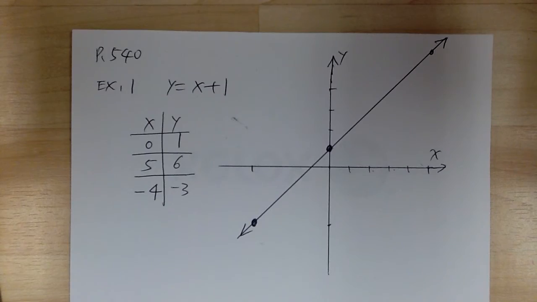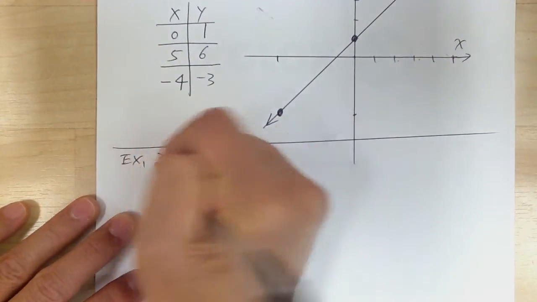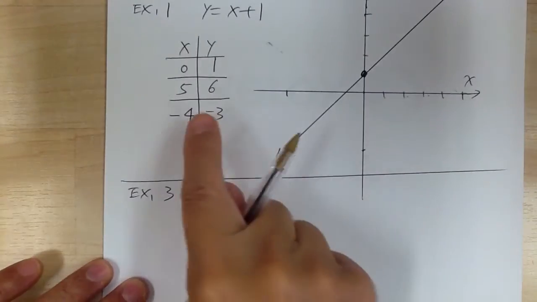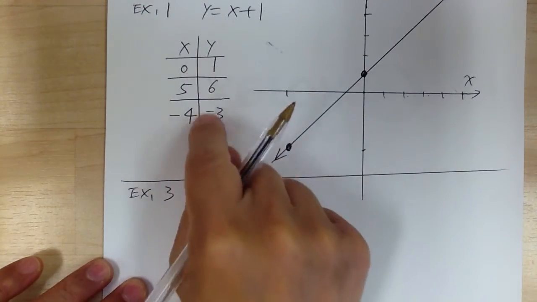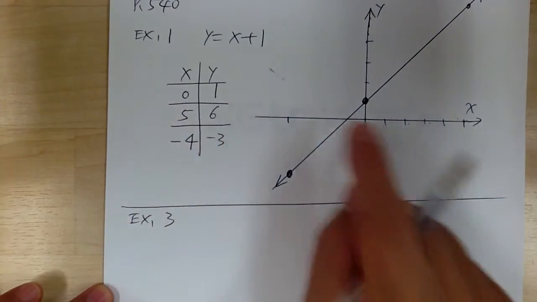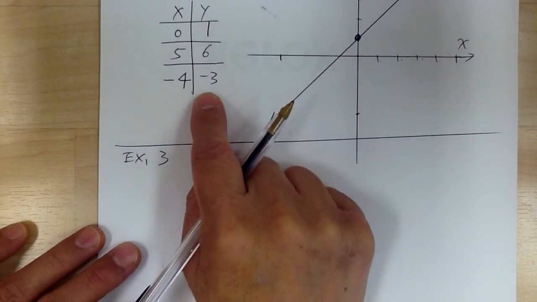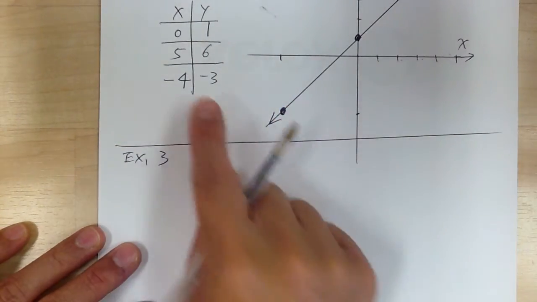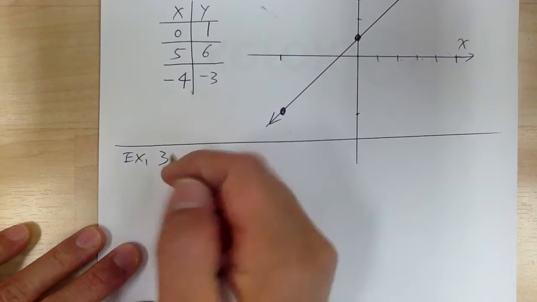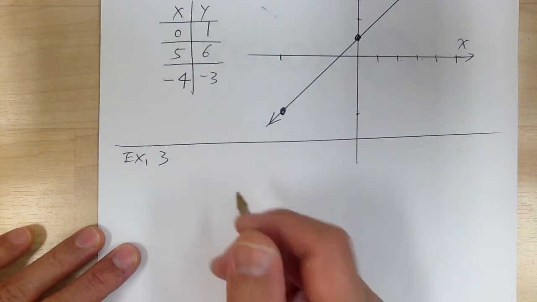Okay, so let's go to example 3. Again, whenever you get stuck, go back to this method. This is the most primitive, most basic method. If everything fails, do this method. This is like your last resort. If you have absolutely no idea what to do, go back to this method. But there are other methods that are a little bit quicker. You don't have to make the table if you don't want to.